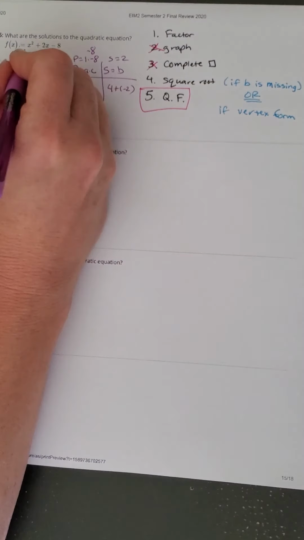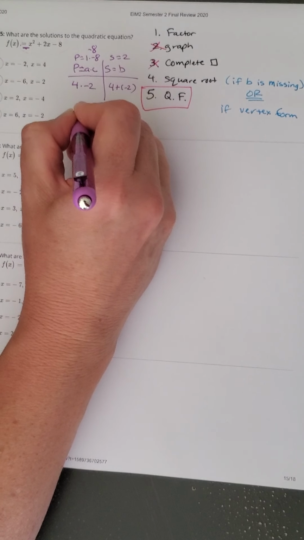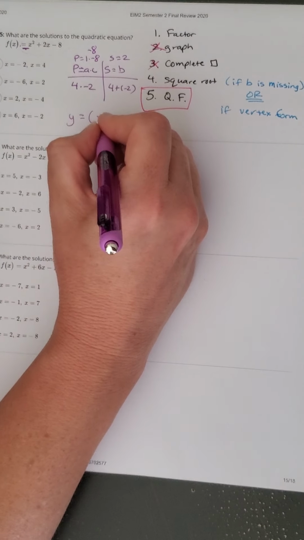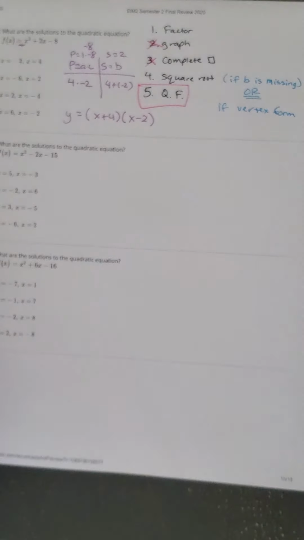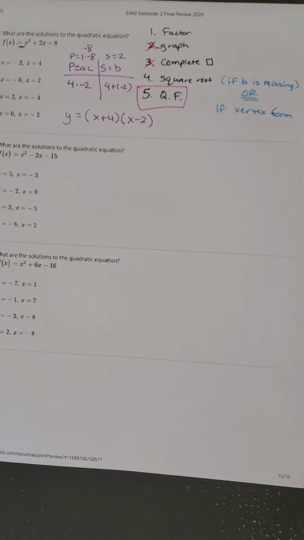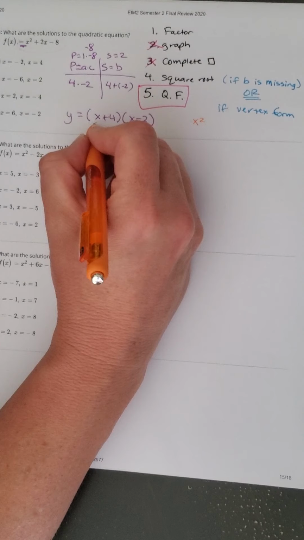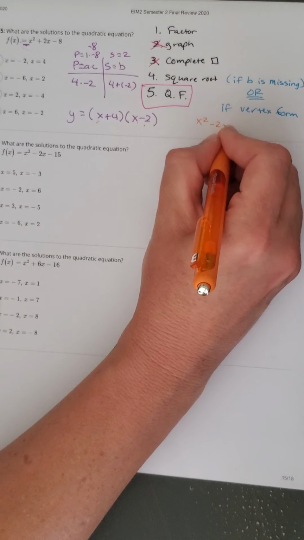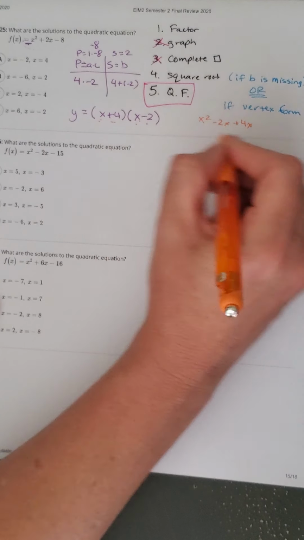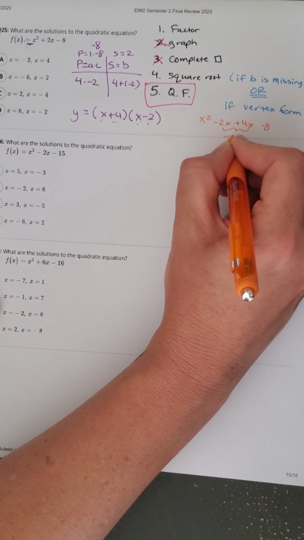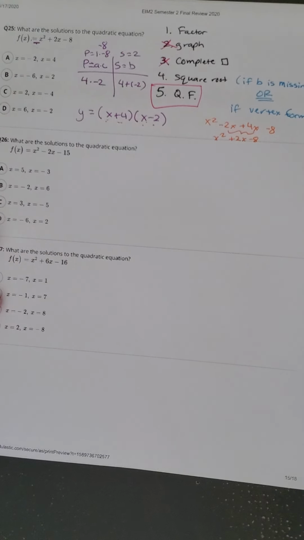So my two numbers, since a is 1, this is going to factor as y equals x plus 4, and then x minus 2. Now, if they asked you to factor, you're done here. And you can check this back. x times x gives me x squared. x times -2 is -2x. 4 times x is 4x. 4 times -2 is -8. These two combine to a positive 2x. And this is what we started with, so I know I factored it correctly.